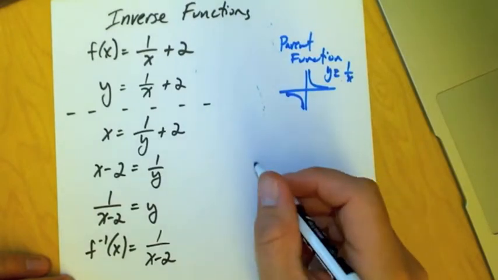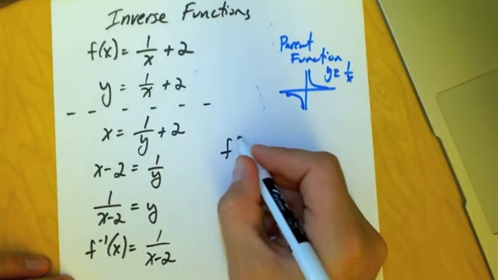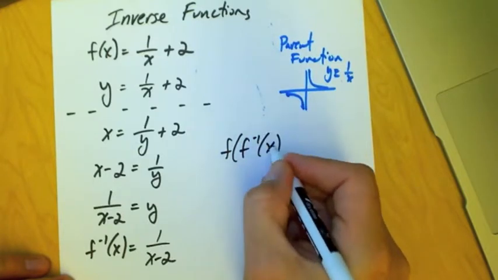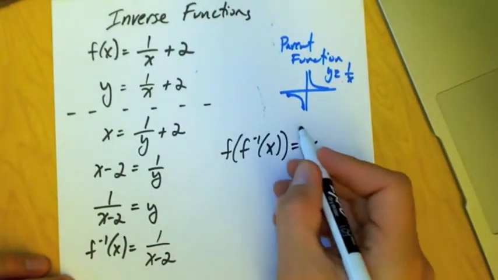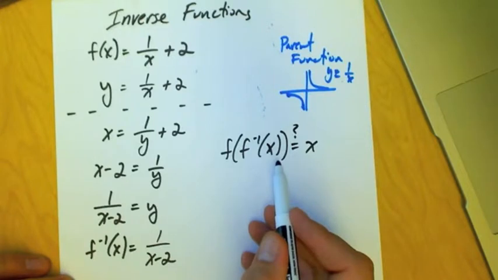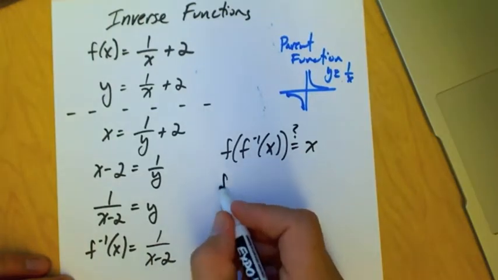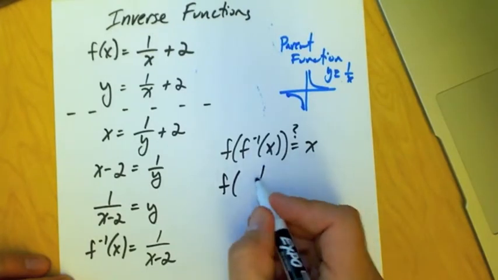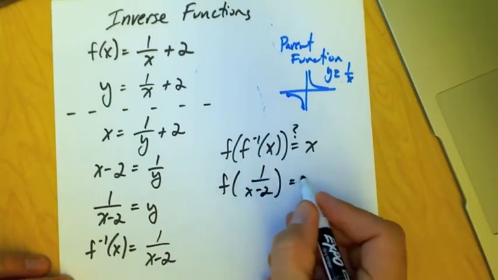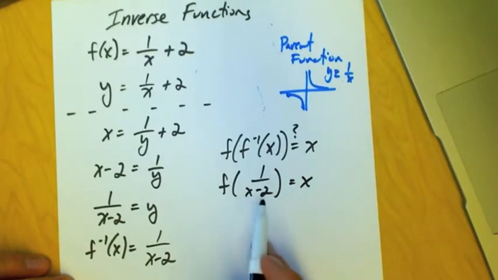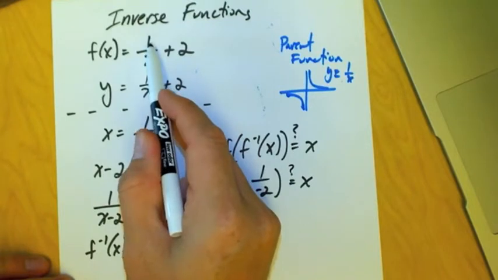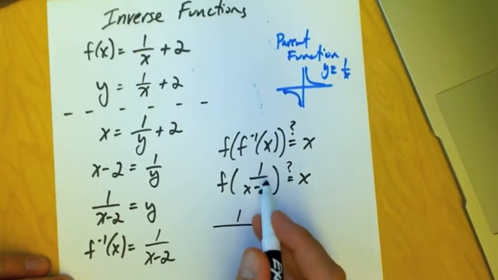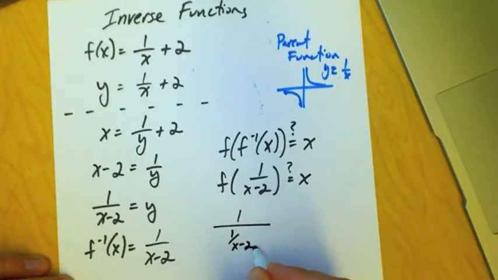We can prove that those are indeed inverses of each other by composing. And we look to see, is it equal to x? So f of the inverse, and the inverse is this formula. So I'm going to put that formula in place of f inverse. Now, in place of the input on the function, I'm going to put this formula, 1 over x minus 2. So this becomes 1 divided by x minus 2, plus 2.